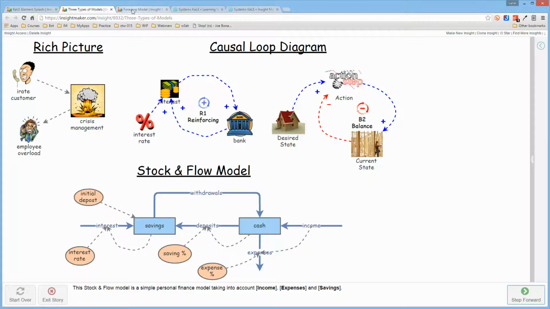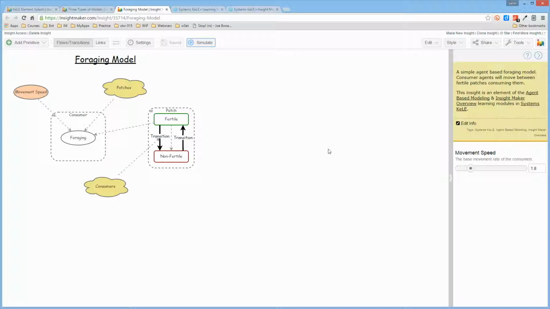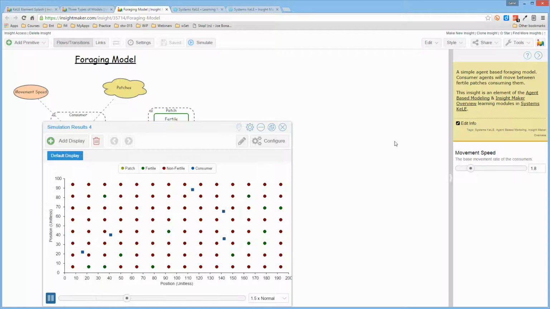You can also develop a fourth type of insight or simulation model with Insight Maker called an agent-based model, where it's more object-oriented. In this particular example, we have patches of ground which are fertile and non-fertile, and we have consumers looking for fertile ground so that they can consume it and turn it into non-fertile ground one way or another. And so the consumers are foraging around in the patches. And if we simulate this, you'll notice that the blue spots are running around looking for the green spots, turning them into red spots. So fertile goes to non-fertile.